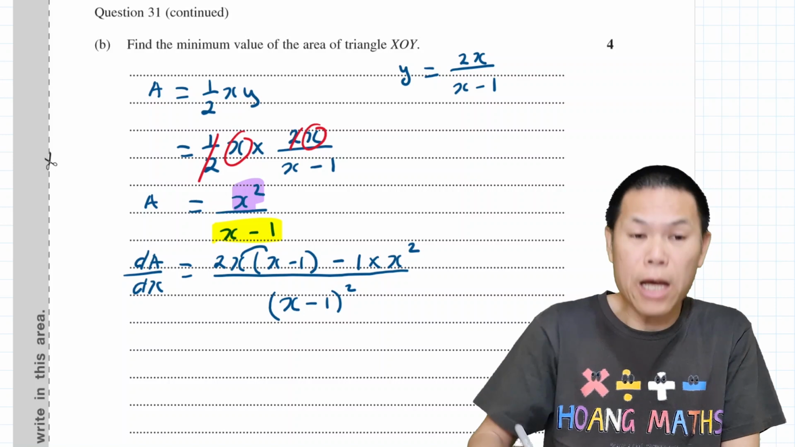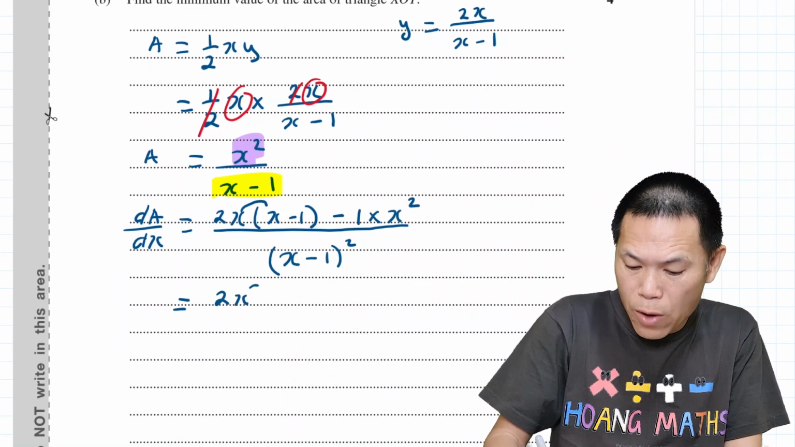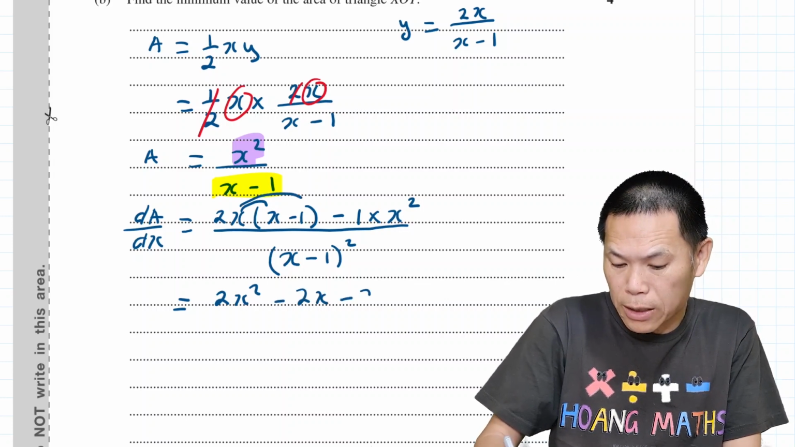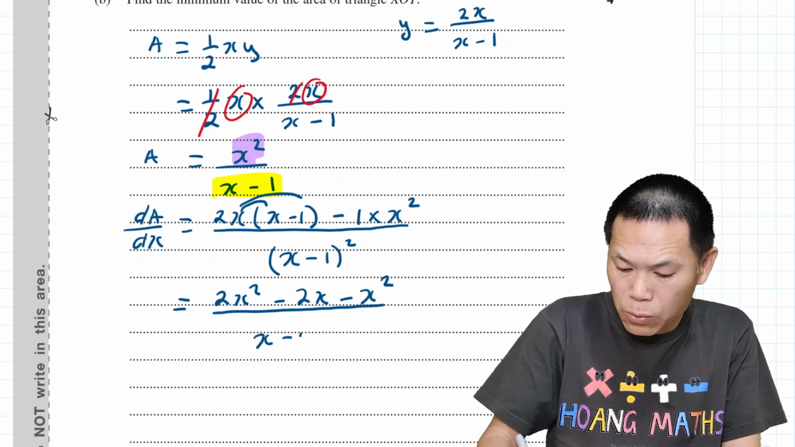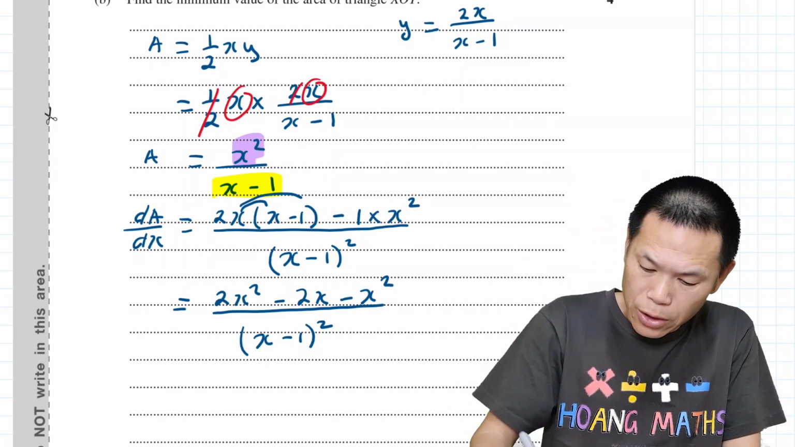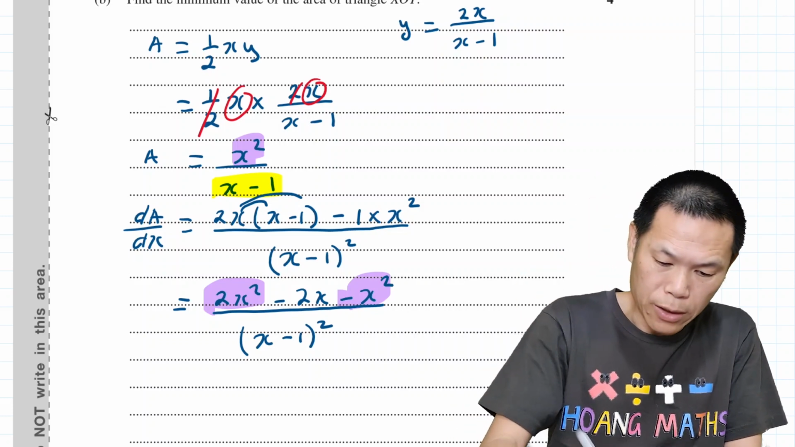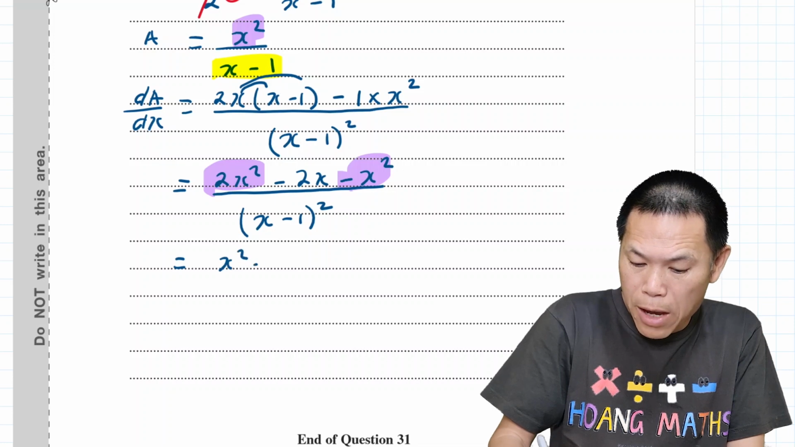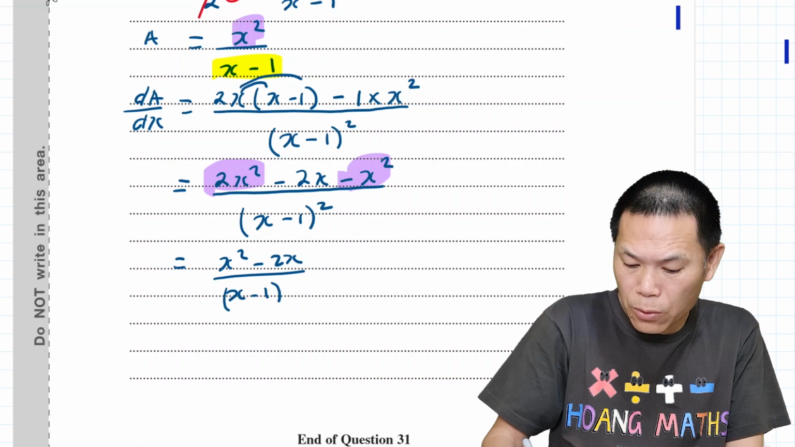So what I do, I just simplify this. So this times together gives me 2x squared. And this times that, so minus 2x. And then minus x squared, over x minus 1 all squared. And what I do, I simplify this further. So 2x squared minus x squared will give me x squared. So that is equal to x squared minus 2x over x minus 1 all squared.